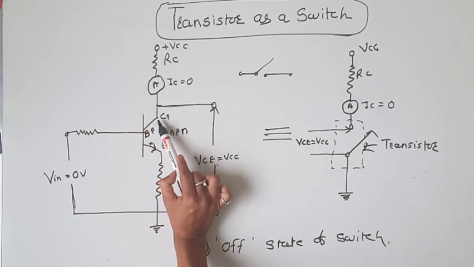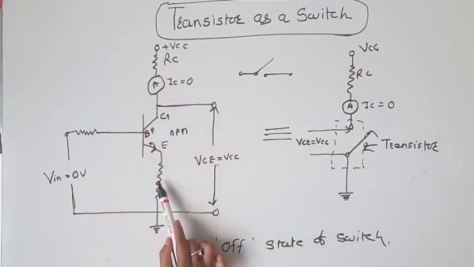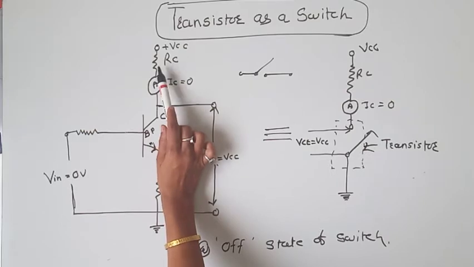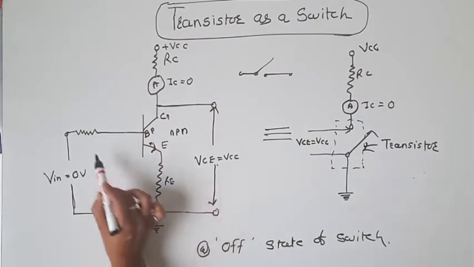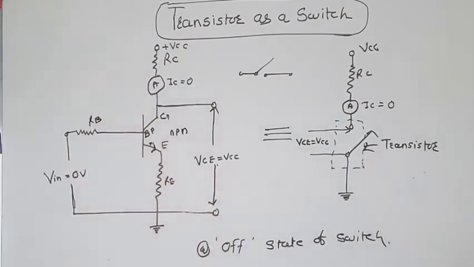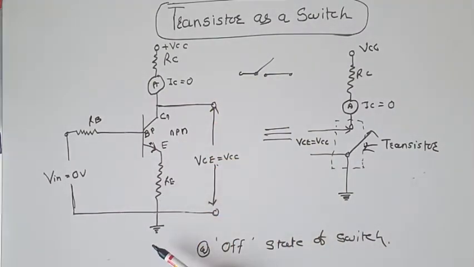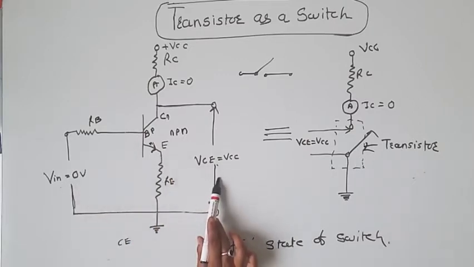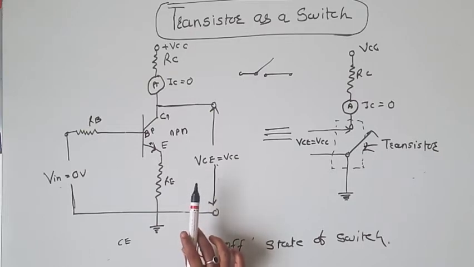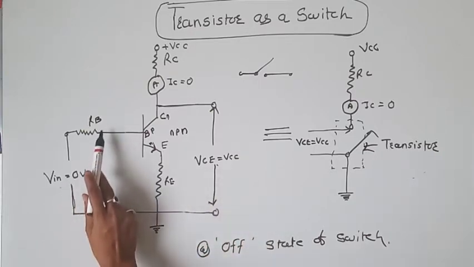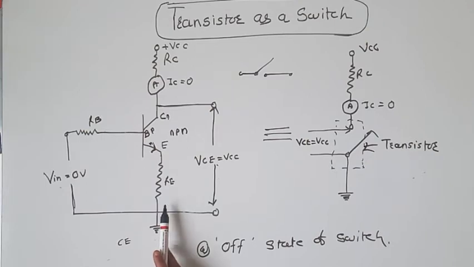The construction is very simple. 3 resistors are used which are connected to the 3 terminals. This is RC, this is RE, and this is what? RB. The VCC is applied to collector and the ground is applied to emitter. Here the configuration of transistor is CE. That means the emitter terminal is common for input and output. So it is a common emitter transistor. Input is applied between base and emitter. Output is taken between collector and emitter.